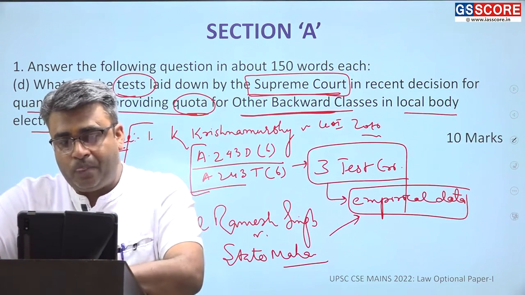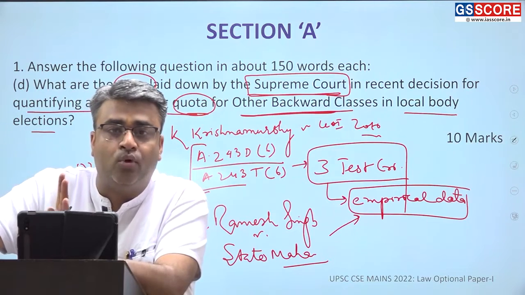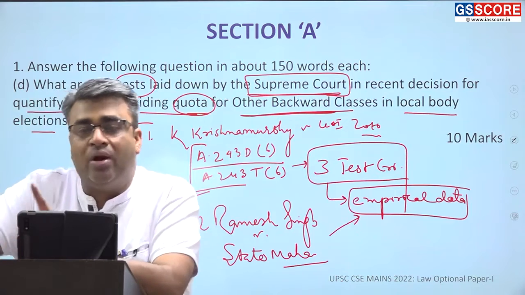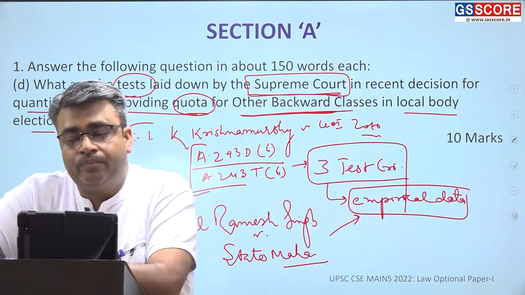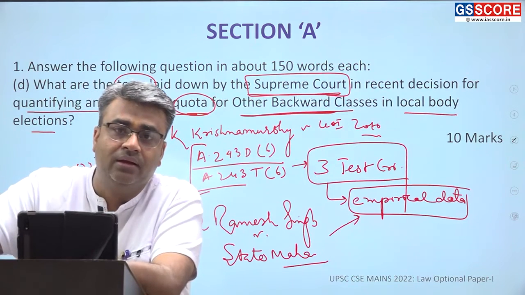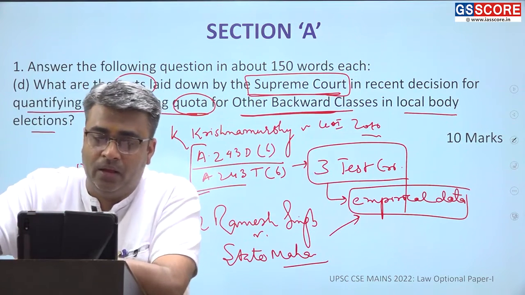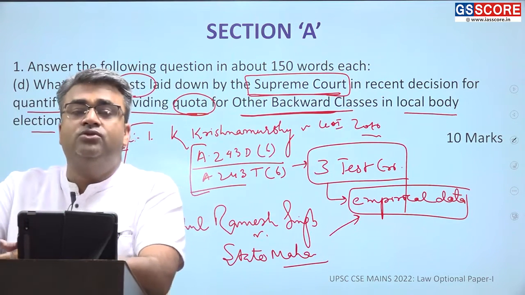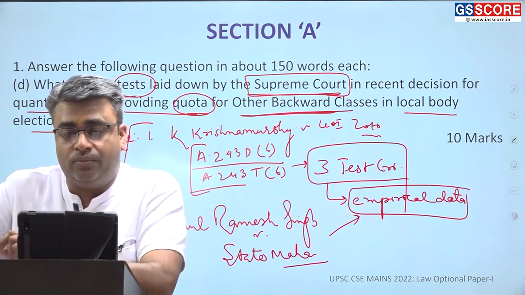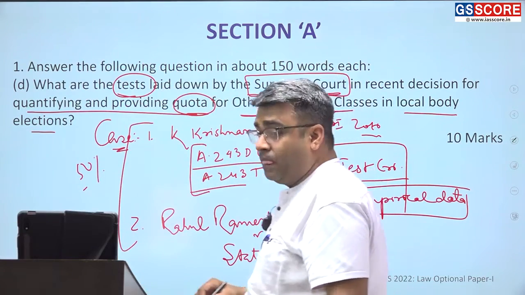Okay. So the triple test criteria basically required the state should appoint, number one, the commission. The state should collect quantifiable data of the community and then allocate the reservation to them in the local bodies in such a manner that the total reservation should not exceed the 50% limit. So basically, Supreme Court has given this ruling and this triple test criteria was laid down in this K. Krishnamurthy case.